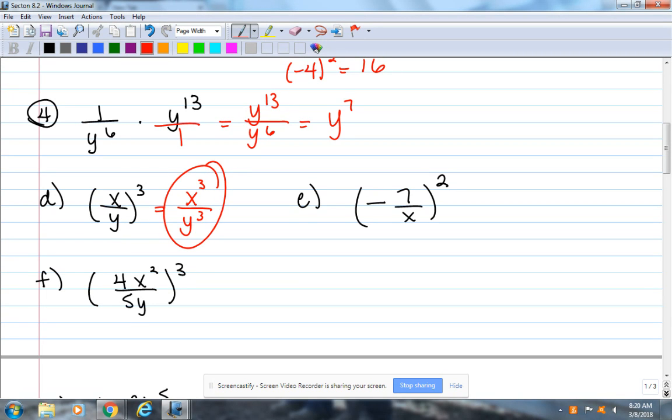So on E, again, the whole fraction is in parentheses, and there's a square on the outside. I'm going to put the negative with the 7 because it's easier to do negatives with the numbers. And then that's over x squared. And when you have a relatively small number like that, go ahead and evaluate it. What's negative 7 squared? So this is 49 over x squared. Any questions about that?